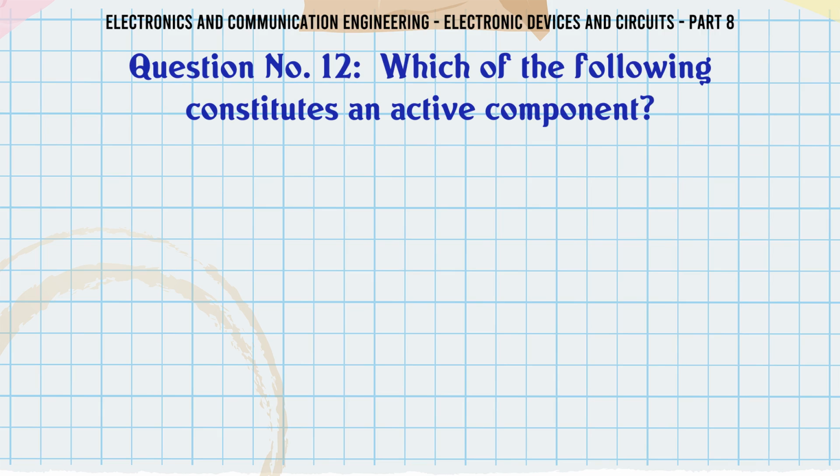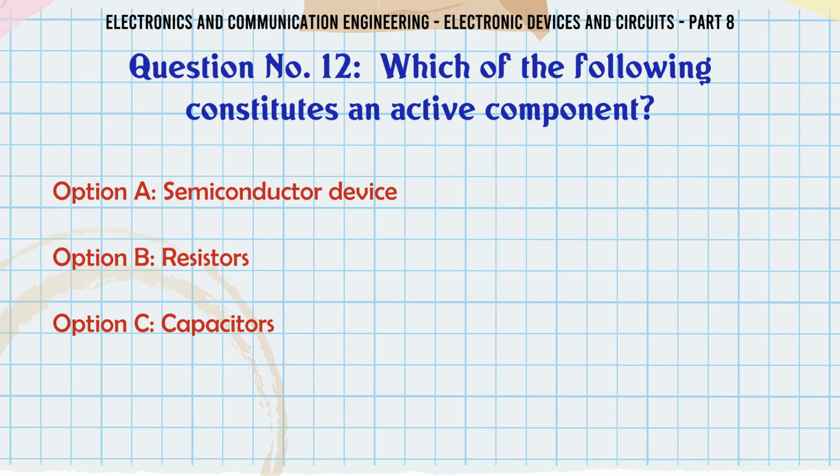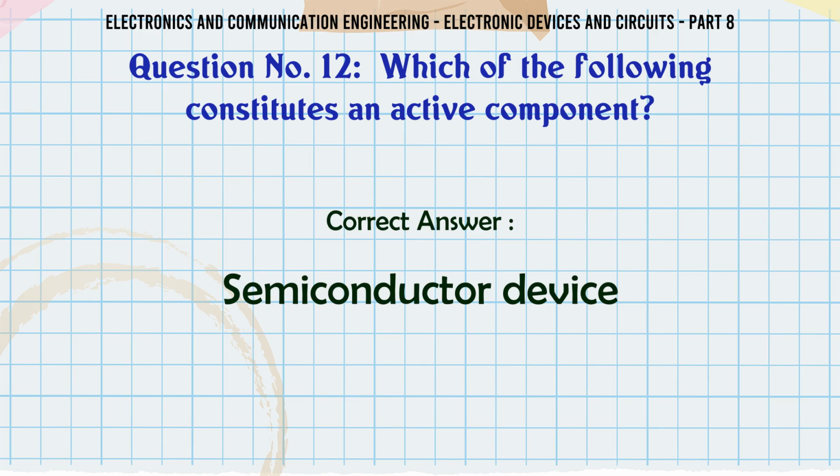Which of the following constitutes an active component? A. Semiconductor device. B. Resistors. C. Capacitors. D. Inductors. The correct answer is semiconductor device.